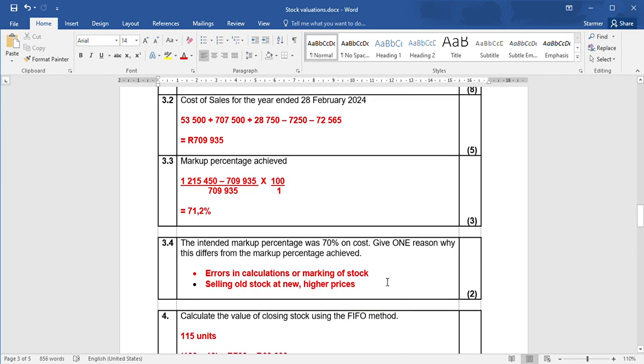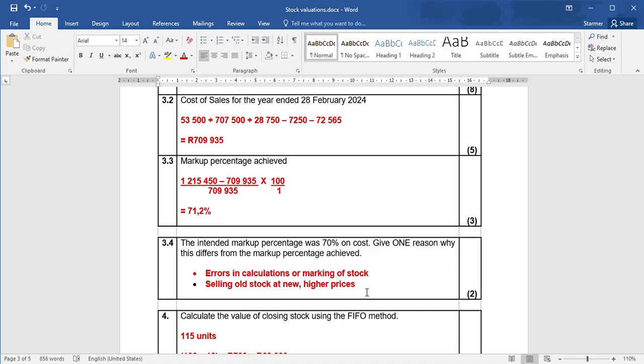You could have made errors in calculations or marking of stock. So you marked the stock incorrectly, or you calculated the selling price incorrectly, or whatever. And then this is another common thing that businesses do. They sell old stock at new high prices. In other words, they might still have some of the cheaper stock on hand, and then they purchase more of the same item, and then when they sell the items, they sell them all for the same price, despite that the older stock was cheaper for them than the newer stock. So that's why they get a higher markup than what they intended to get.